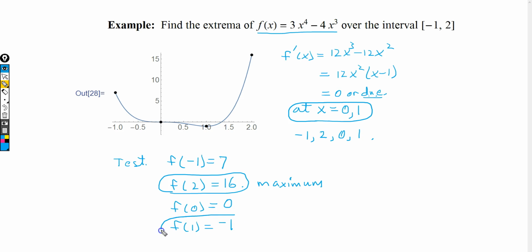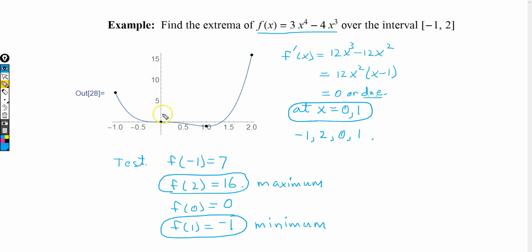And right here is our minimum. And there you go. We found our absolute maximum to be 16, and that occurs when x is 2. And our absolute minimum is -1, and that occurs when x equals 1.